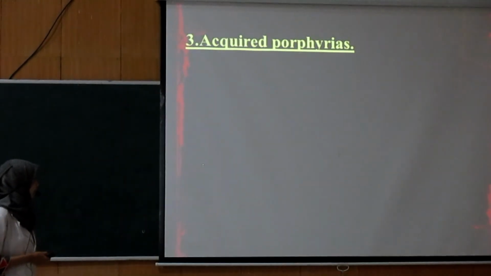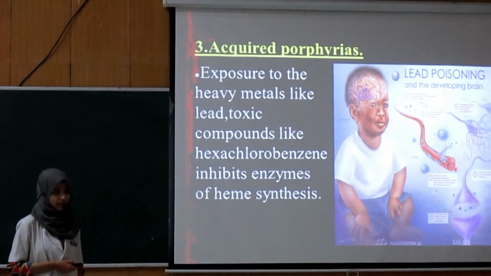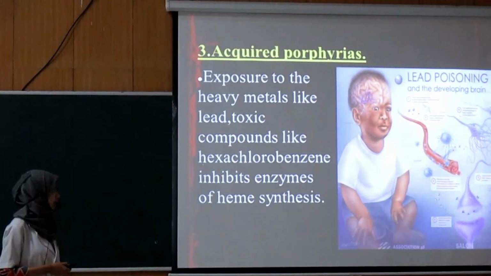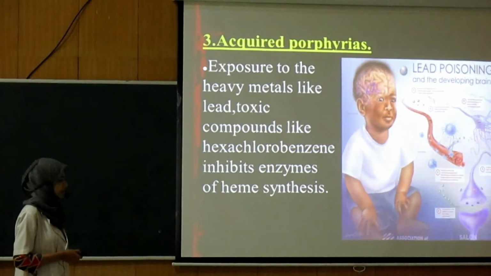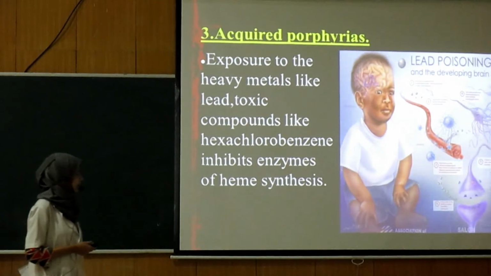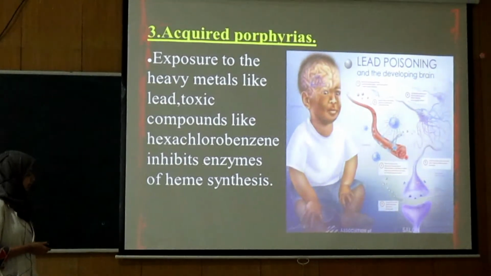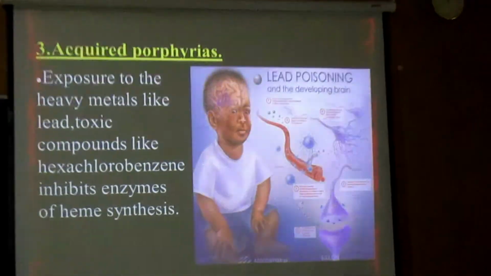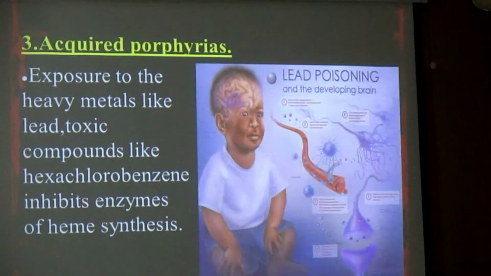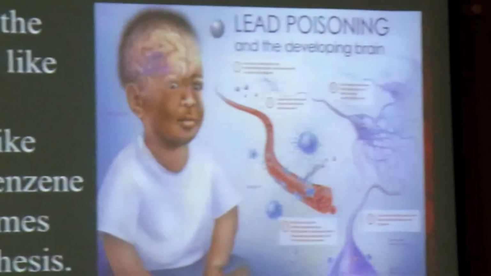The third type is acquired porphyria. These porphyrias are not inherited but are acquired due to exposure to heavy metals like lead, and toxic compounds like hexachlorobenzene, which inhibit enzymes of heme synthesis. Lead poisoning causes inhibition of the developing brain. As we have seen, lead is found in paint. So children who suck on their toys are at risk of developing acquired porphyria.